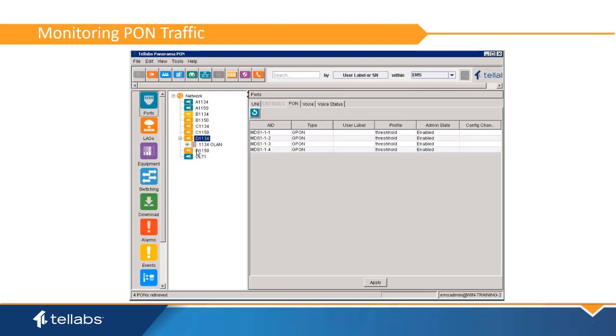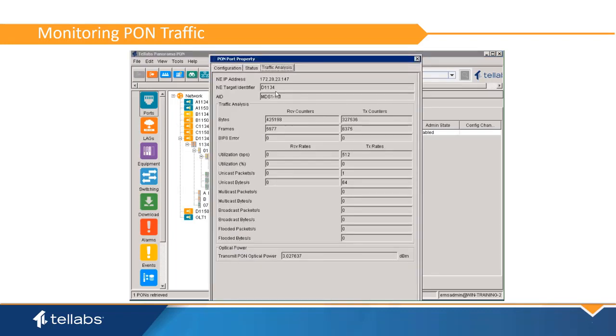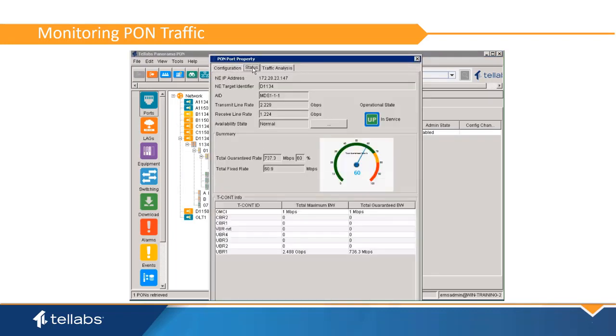To see the total allocated bandwidth on a PON port, locate the desired PON port in the tree view. Right-click and select Properties. The Status tab provides information on the bandwidth usage and availability on the PON. It is a good idea to consult this information before adding new services to an existing port to ensure adequate bandwidth availability.